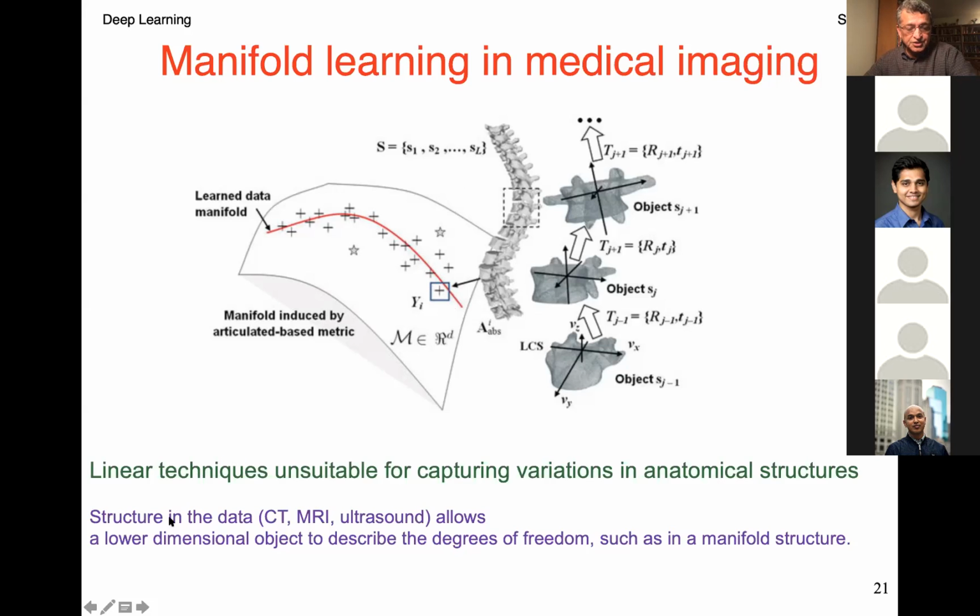Structure in the data in computer tomography or magnetic resonance imaging or ultrasound allows a lower dimensional object to describe the degrees of freedom, such as a manifold structure. So we are able to observe the behavior in a lower dimensional manifold. This is just directly using the manifold as opposed to using the manifold in some kind of machine learning scenario. It's just that there can be some use for manifold learning in medical imaging.